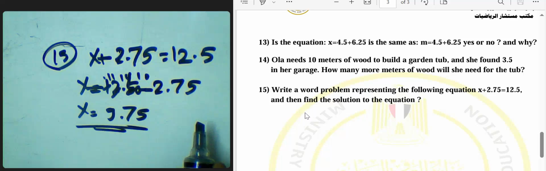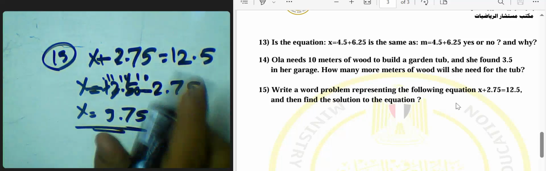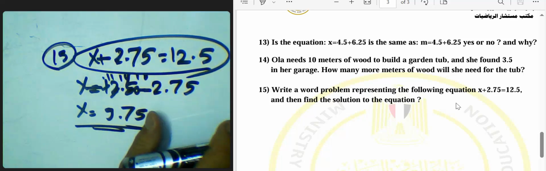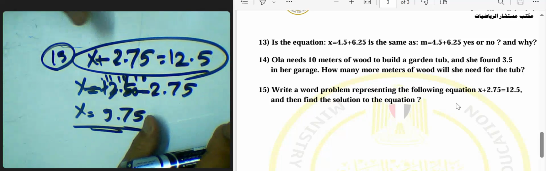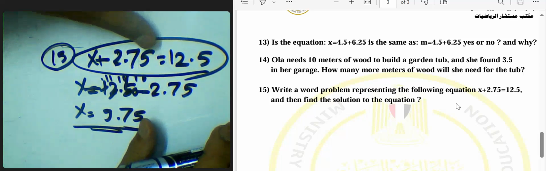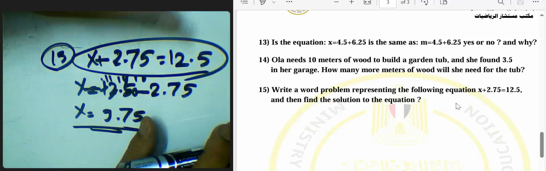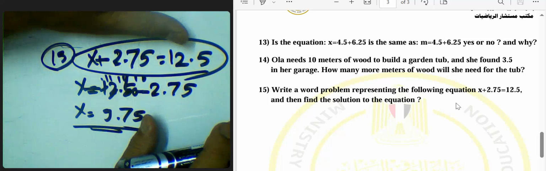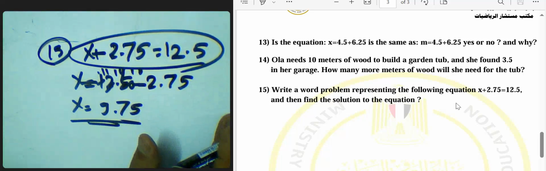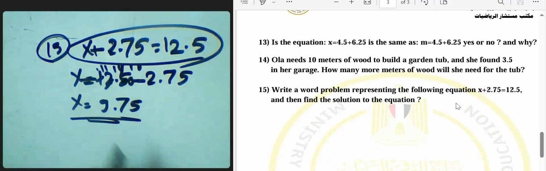It was question we want to write the word problem. اللي عايزك تكتب word problems الكويشن دي وتحلها. أنا حليتها، هنكتب بقى word problems. If Ali has x pounds and his father gave him 2.75 pounds, then the total will be 12.5. What is the money that was with Ali, x?